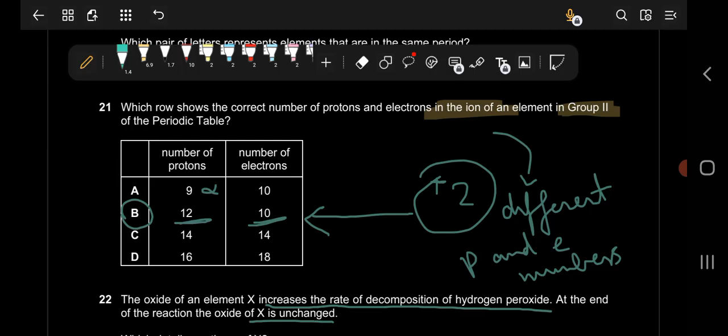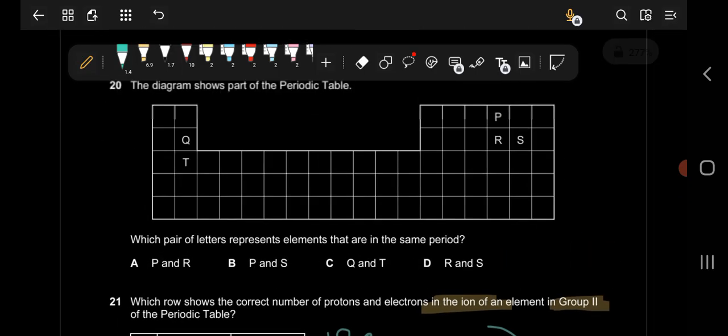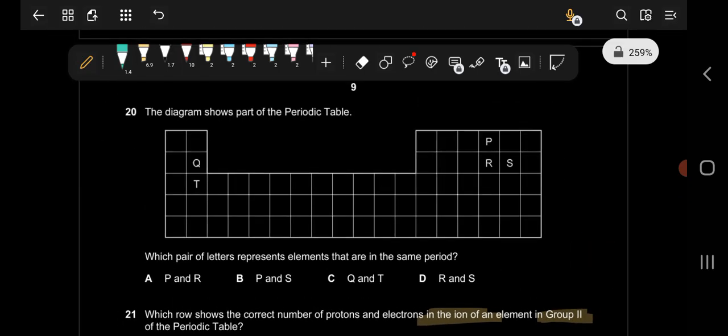12 means that it has 12 protons, okay? Protons are 12, but electrons are only 10, which gives us a charge of 2 plus. Sorry, I've just said it wrong. There are 2 more protons and it is deficient of 2 electrons. I hope you got this question as well. Let's move on to this question.